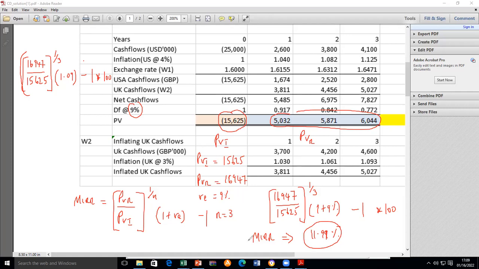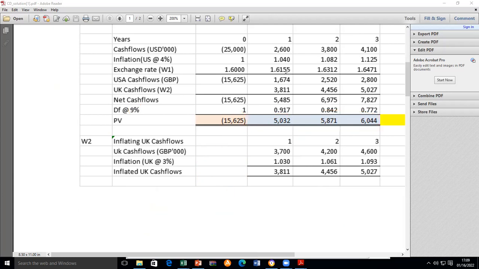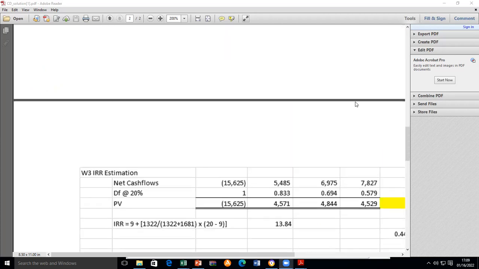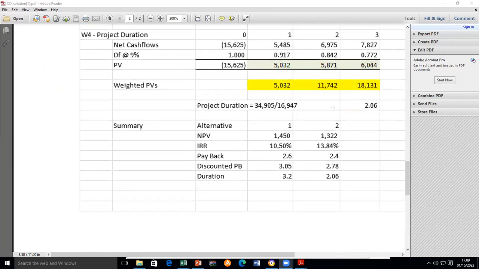Now, there was a summary. We need to comment. This question wanted you to give us some comments between these 2 projects. What is your comment? Which project are we supposed to go for? Let's go. So here are the 2 projects now. So which project are we supposed to go for? Let's evaluate the results.